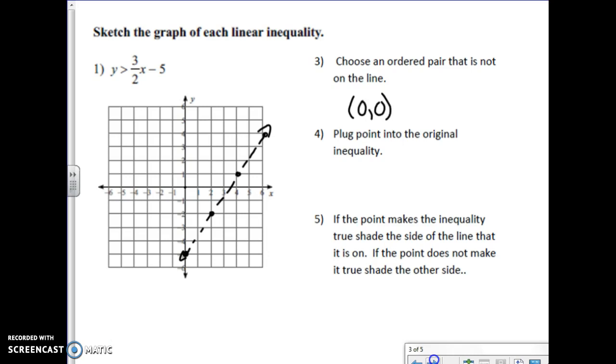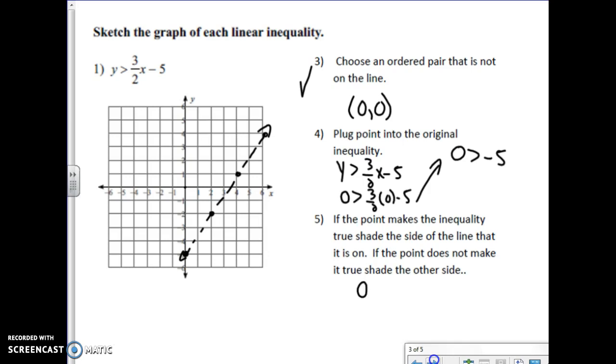And after step 3 is checked because it's done, now I'm going to move on to step 4, and I'm going to plug the point into the original inequality. My original inequality is y is greater than 3/2 x minus 5. So what I'm going to do is plug 0, 0 in. Is 0 greater than 3/2 times 0 minus 5? So I have, is 0 greater than -5?